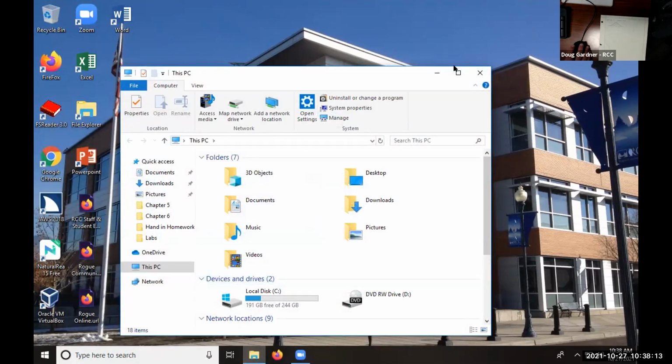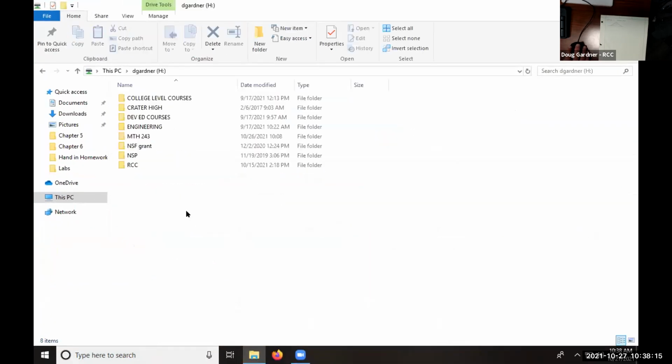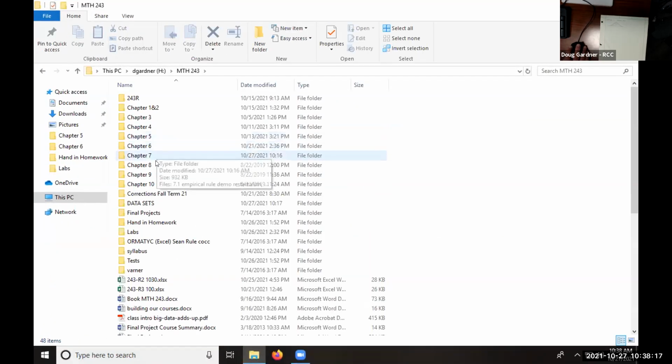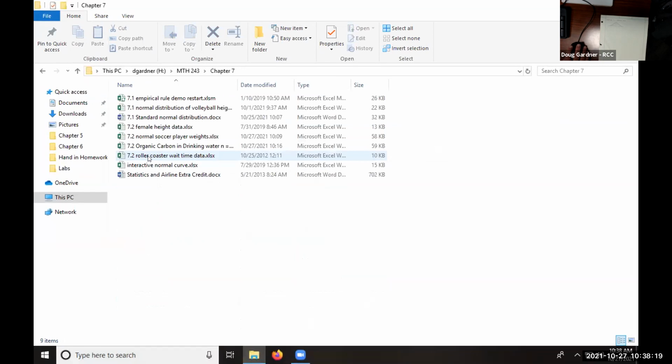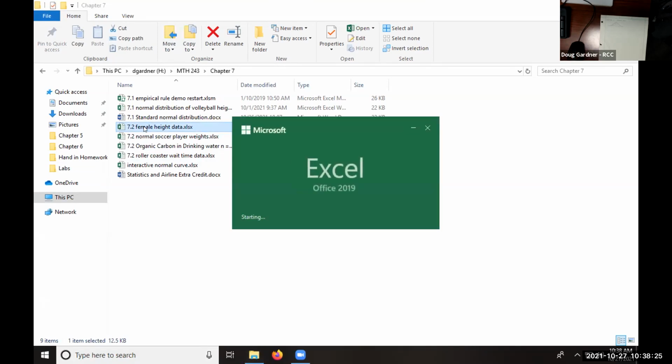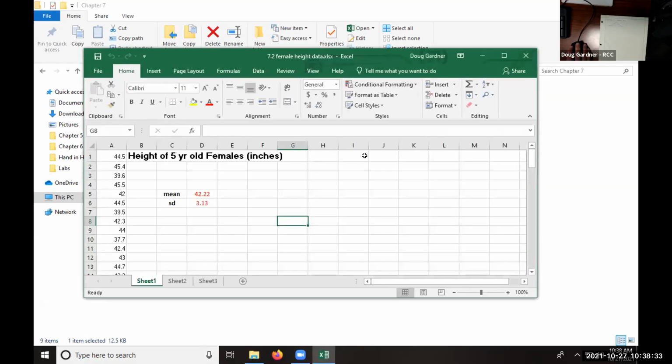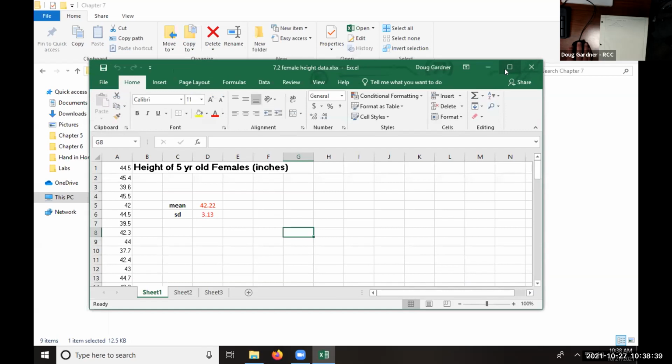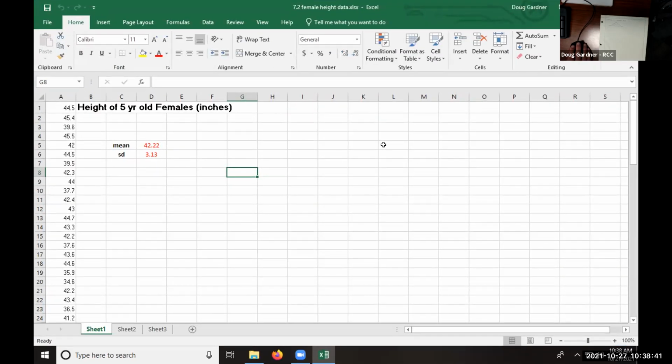Let's just take a look at an example right off the bat here. Let's see, which one shall we do? Let's do female heights. So I got some data that I scrounged up from somewhere about females' heights. Let's see, where did I scrounge it up from? 2019. This is a couple years old, so I scrounged this up myself.